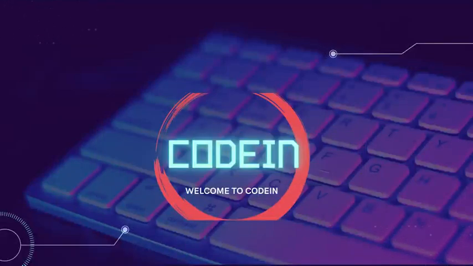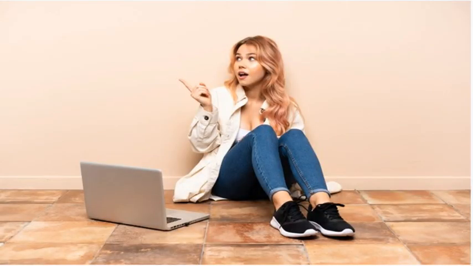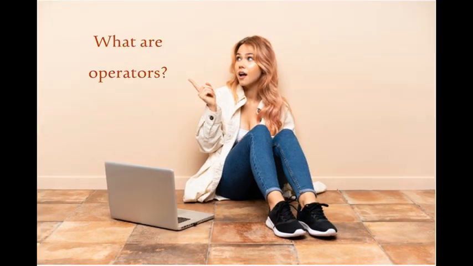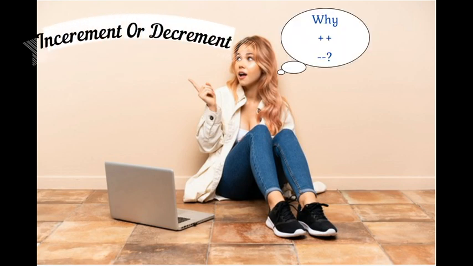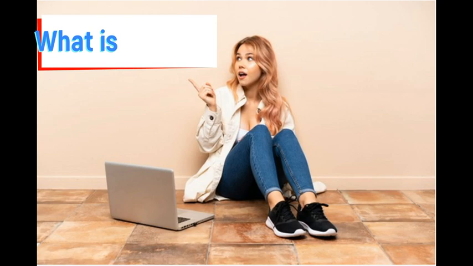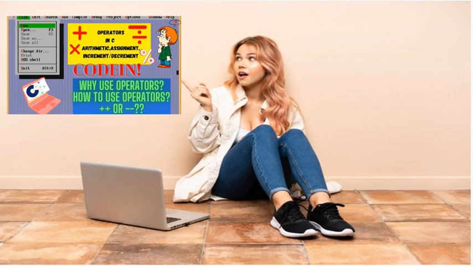Welcome back to CODEIN. Continuing with the series on C, I've already discussed data types, what they are, and how we can write a program in C. Sometimes we are confused about what operators are and what the basic purpose of using an operator is. Why do we increment or decrement, what is plus plus, minus minus, what do we mean by type conversion of data types, and what is the basic difference between the equals sign and the double equals sign?